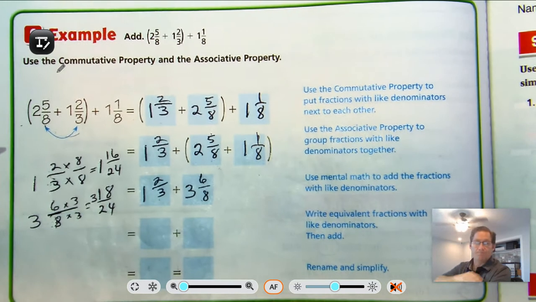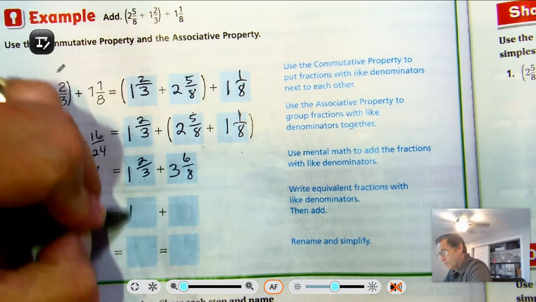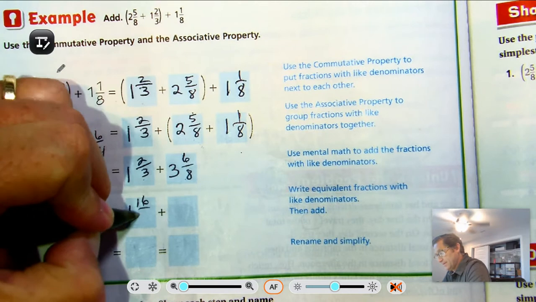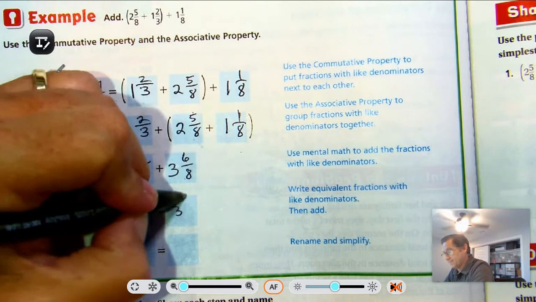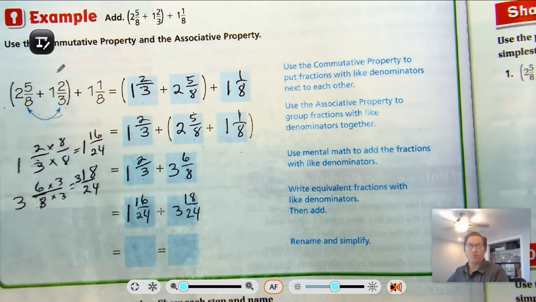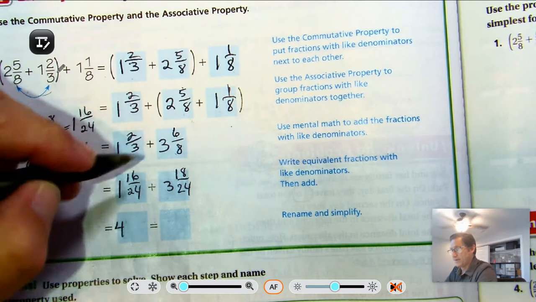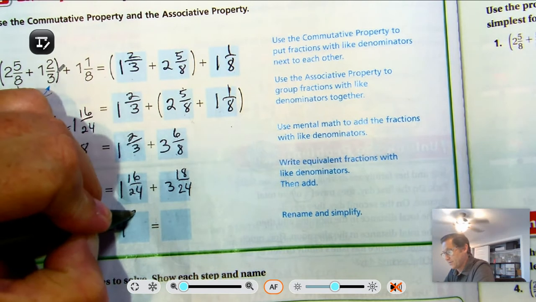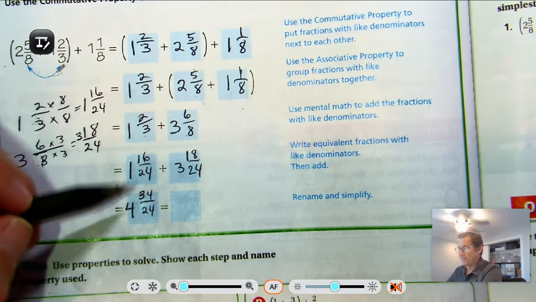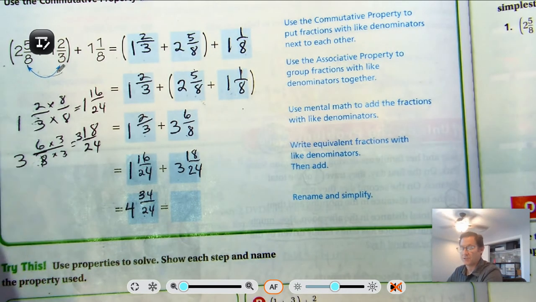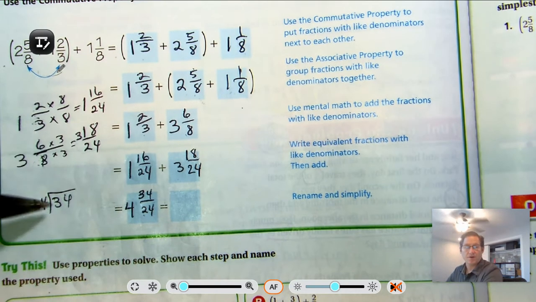So we're going to have 1 16/24 plus 3 18/24. Well, 3 and 1 is 4, and 16 and 18 is 34/24. Well, I can't leave 34/24 like that because that's a fraction greater than 1. So let's go ahead and divide the fraction part.